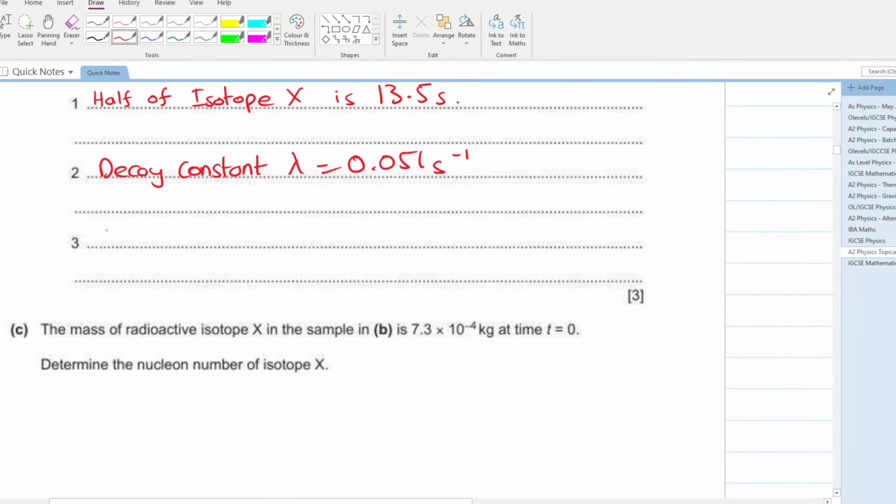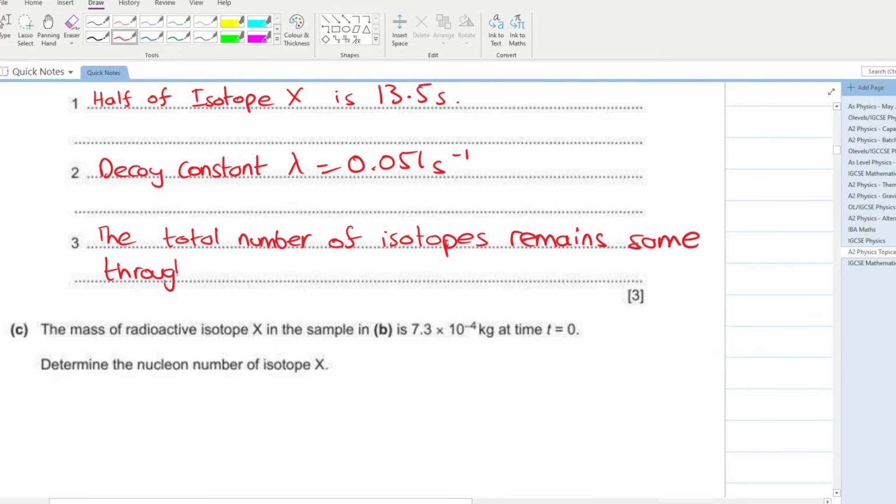You can write it here. The number of isotopes remains the same. The total number, I think the total number will be a good option. The total number of isotopes remains the same throughout.